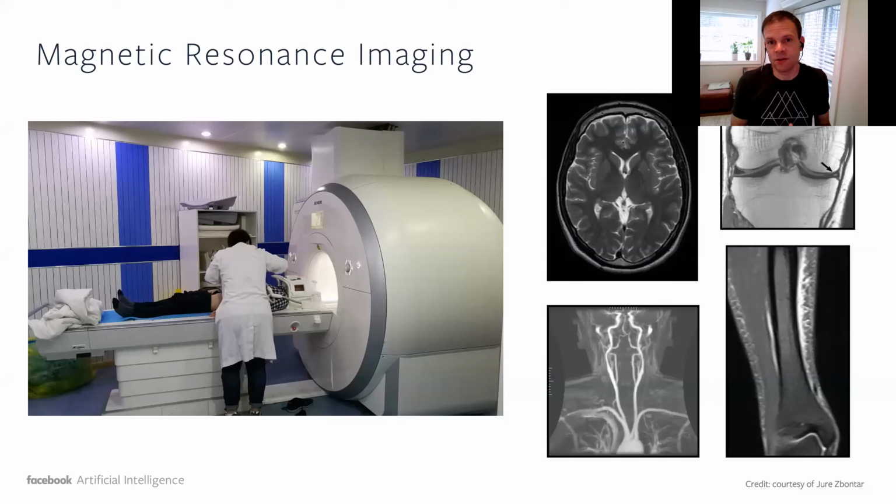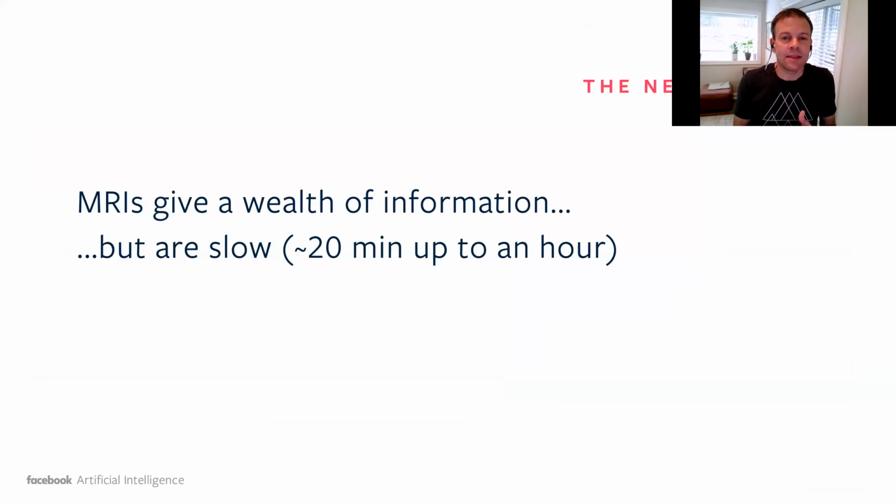An MRI is something that scans your body, and you can see soft tissue. It's great for diagnosing a lot of different ailments. It can be used all throughout your body: your brain, knees, feet, abdomen, all sorts of different places. And they give you a wealth of information. The problem, though, is that they can be slow. They can take up to 20 minutes or an hour to acquire.